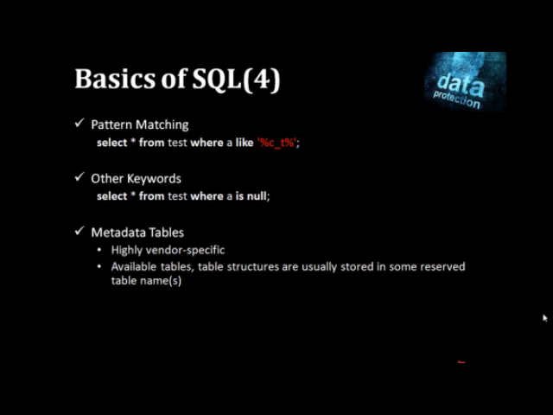For specifying a pattern and querying data which matches it, the condition that should be specified here is LIKE '%c_t%', where c_t denotes the pattern which is to be searched. Some keywords such as null can also be used as values in the conditions in the where clause to query relevant data. Apart from this, metadata tables store information about the database. They are highly vendor specific and are denoted by reserved table names.